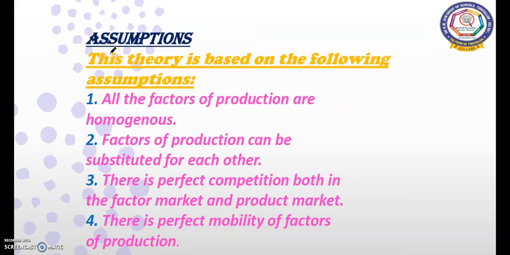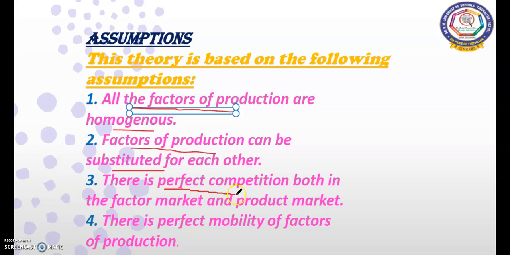Now, there are certain assumptions for this theory. This theory is based on the following assumptions, that is, all the factors of production are homogeneous. Homogeneous means similar. Factors of production can be substituted for each other. For example, land may be substituted or new technology may be introduced like that.